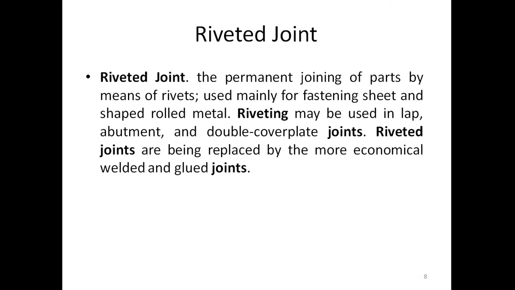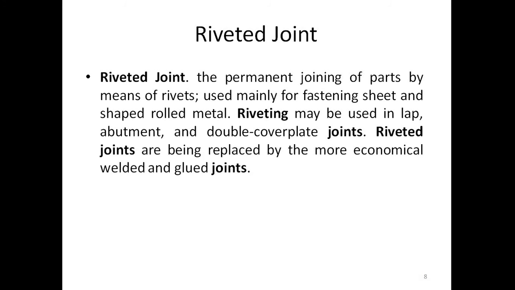Coming to the next joint, that is a riveted joint. Riveted joint is the permanent joining of parts by means of rivets, used mainly for fastening sheet and shape rolled matter. Riveting may be used in lap, abutment and double cover plate joints. Riveted joints are being replaced by more economical welded and glued joints.